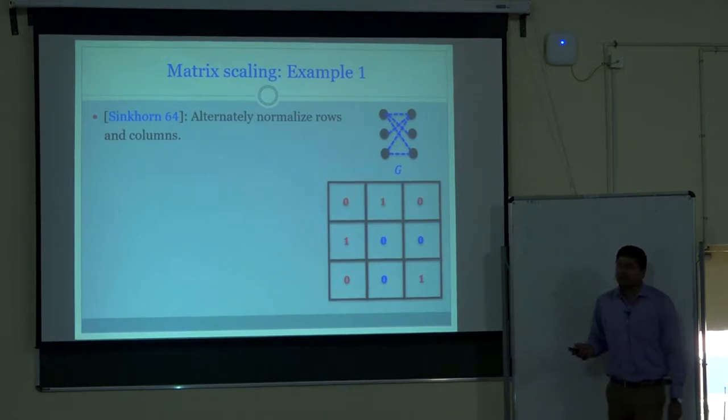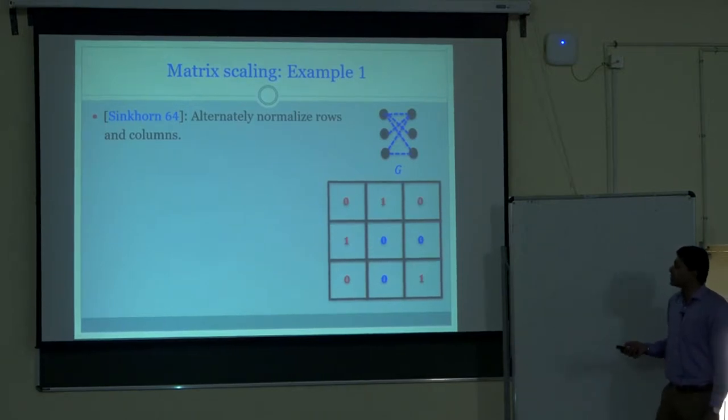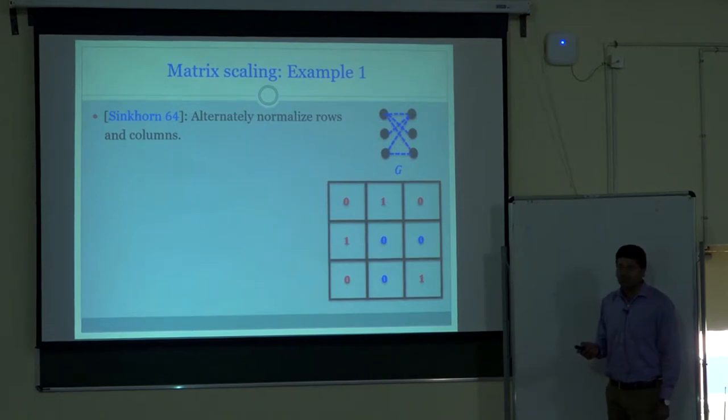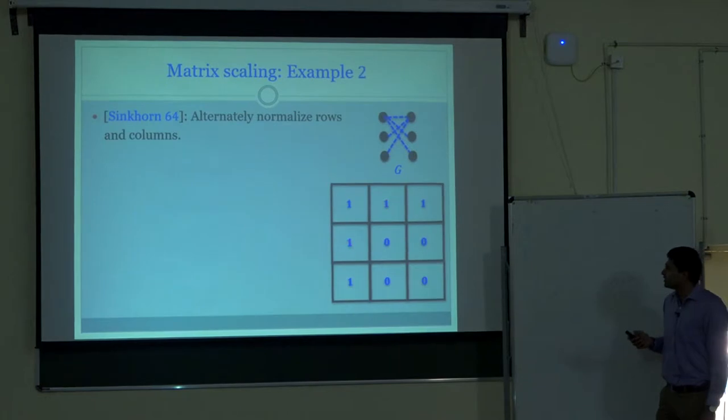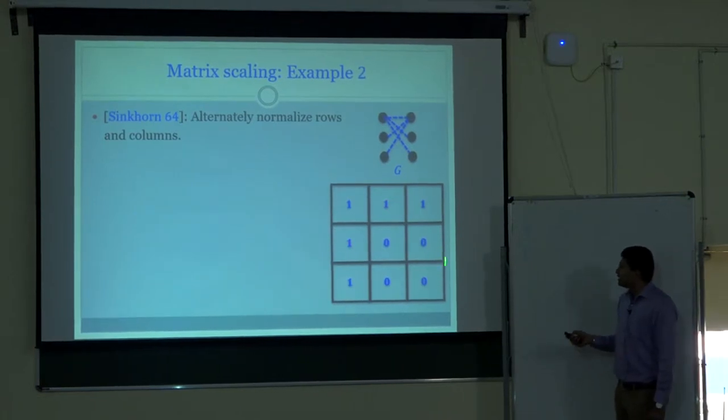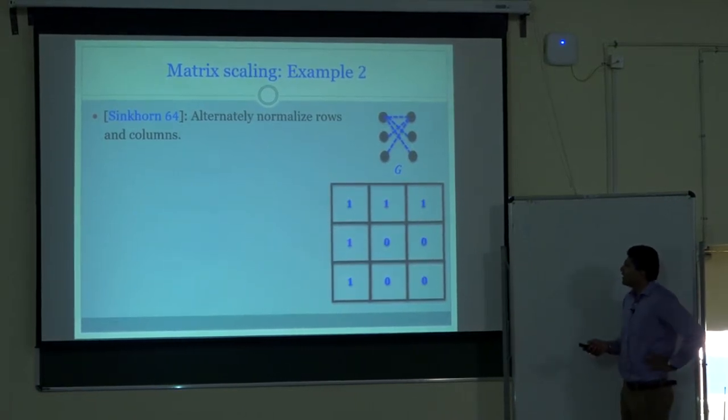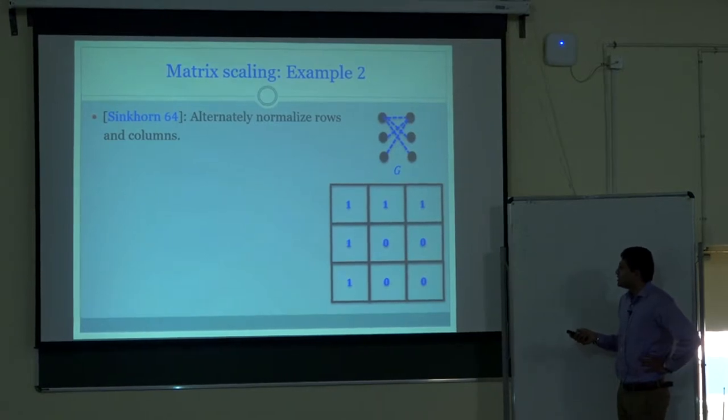So yeah, this was Sinkhorn's algorithm, and in this case, it converges to a doubly stochastic matrix. Any questions? Okay, so let's see another example. Let's start with this matrix. It's another adjacency matrix of some bipartite graph G.